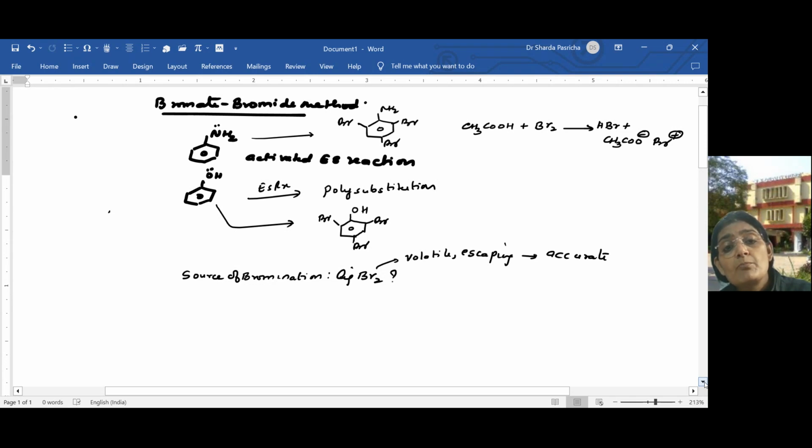So, the source of bromine actually is a mixture of potassium bromate and potassium bromide in the acidic medium. The potassium bromate, being an oxidizing agent in the acidic medium, oxidizes bromide ion to bromine. And this bromine, which is liberated in situ, can now be used for bromination of aniline.